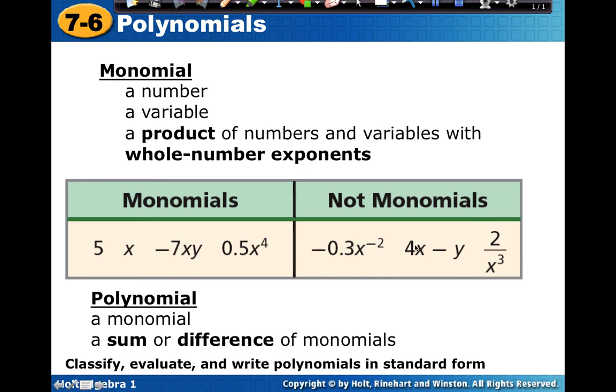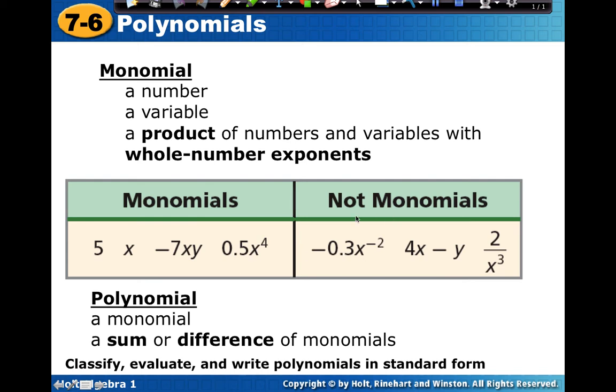So on the left hand side over here you can see these are examples of monomials. The number 5, it's a number, so it's a monomial. X is a monomial because it's a variable. Negative 7xy is a monomial because it's a number and two variables all being multiplied together. 0.5, even though it's a decimal, doesn't matter, it's still a number. And then x to the fourth would just be 4 x's, so that's a number and a variable multiplied together. So that is a monomial.